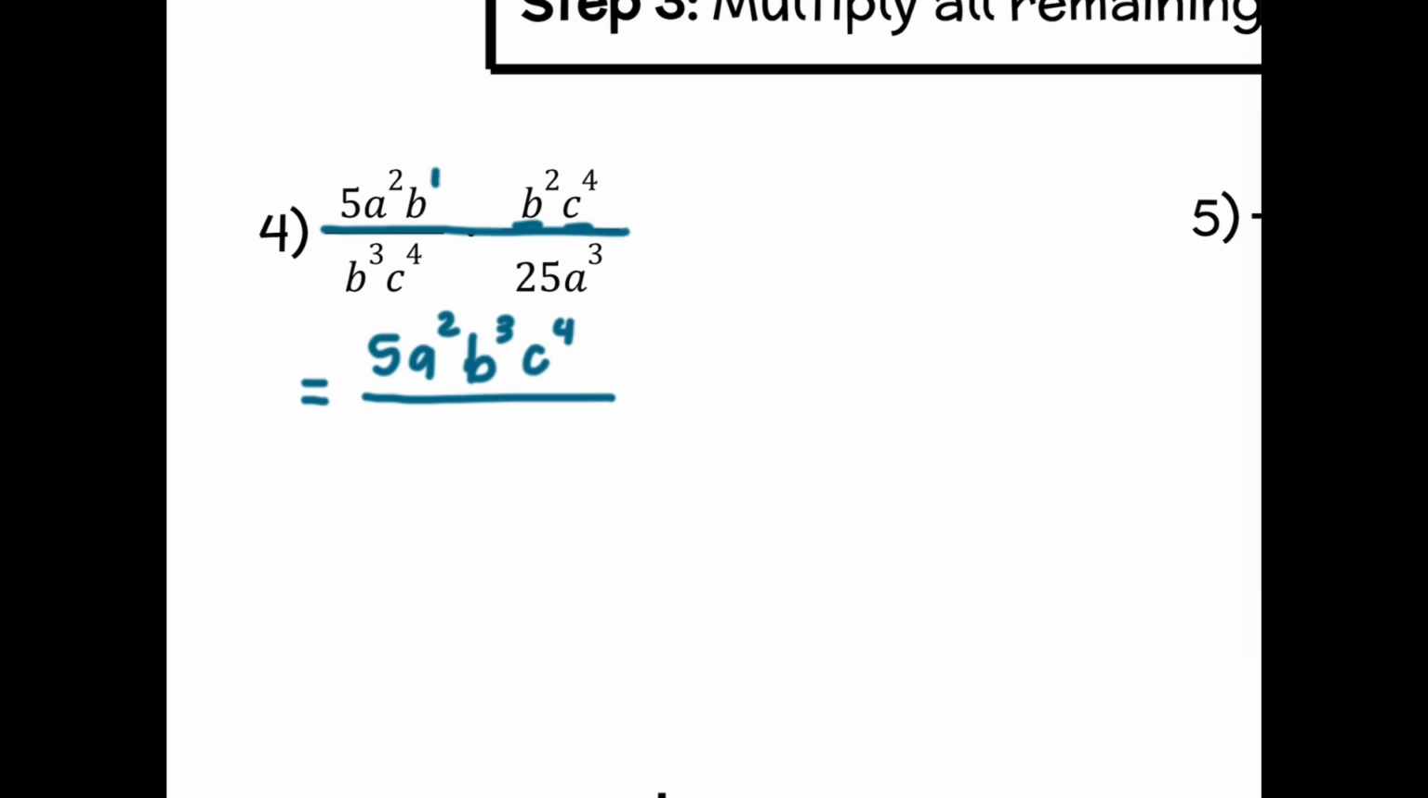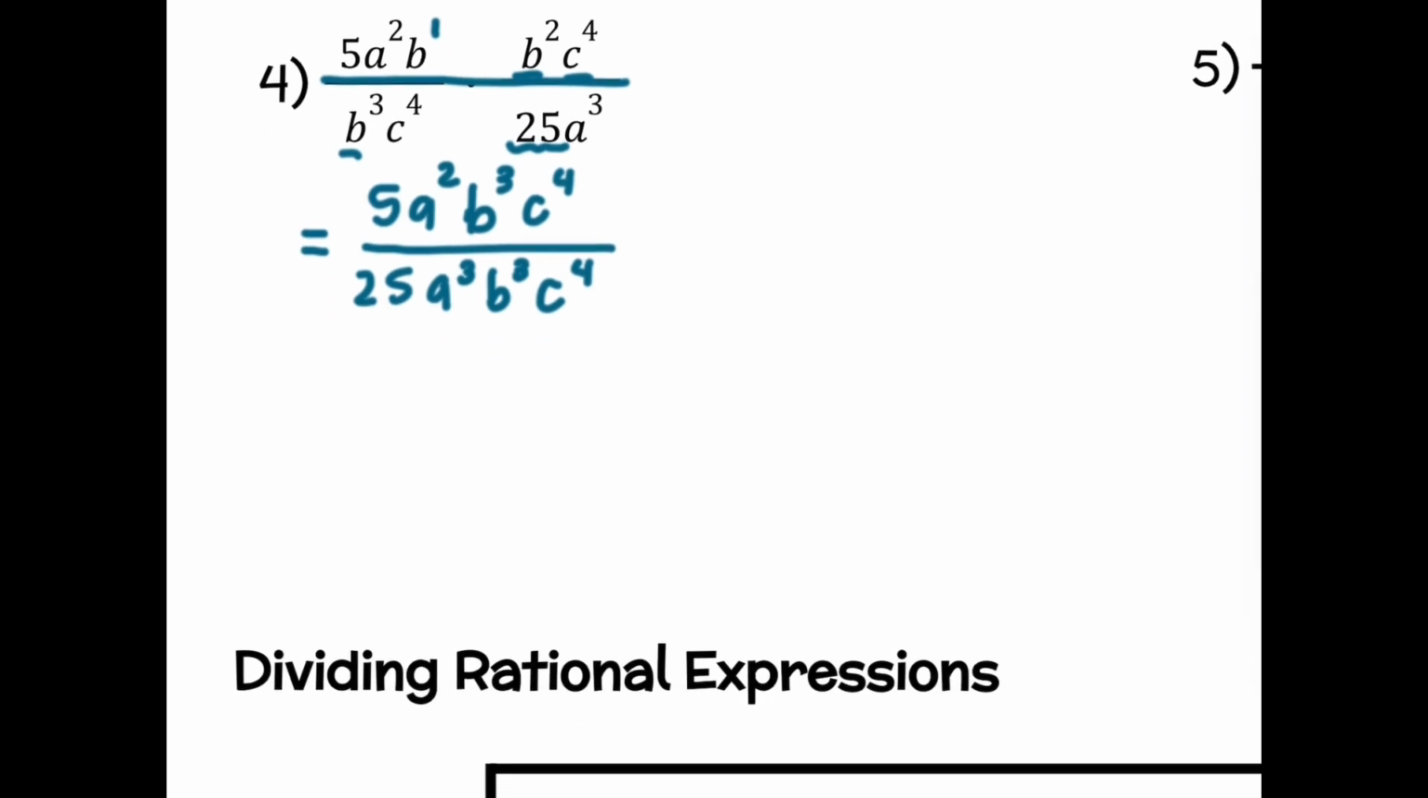And then on the bottom, put your number first. So we have 25, a cubed. There's no other a's. b cubed, and c to the 4th. I'm putting them in A, B, C order just to make it easier to look at. Now we want to simplify what we can. We have 5 over 25. If you were to type that into a calculator and turn it into a fraction, it turns it into 1 over 5.